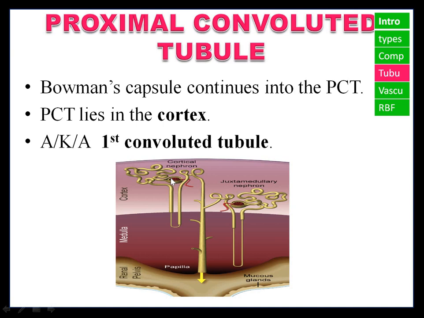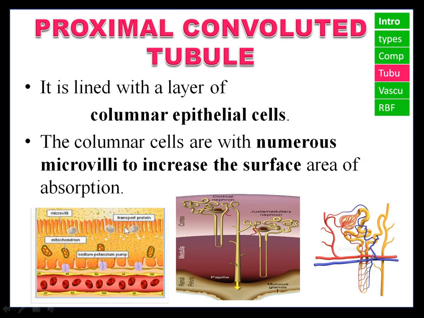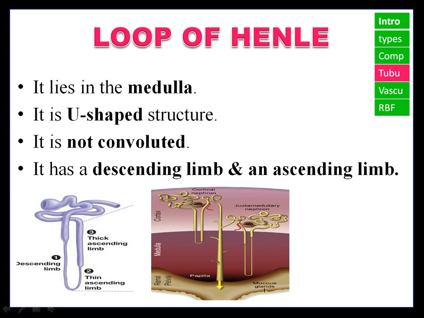The Bowman's capsule continues and forms the proximal convoluted tube. It is near to the glomerulus, so it is proximal. It goes back and forth, so it is called convoluted. So proximal convoluted tube lies in the cortex. It is the first convoluted tube. It is lined with columnar epithelium. These columnar cells have numerous microvilli, so it increases the surface area and facilitates the reabsorption of water from the proximal convoluted tube to the blood.